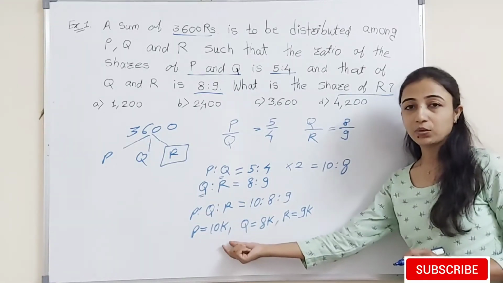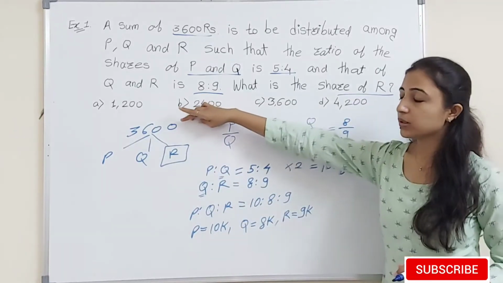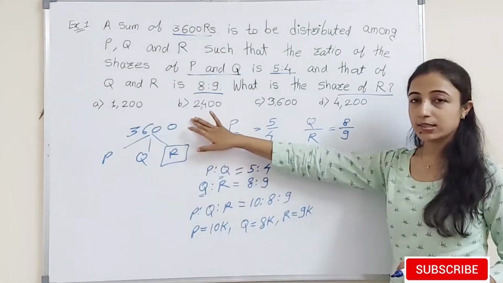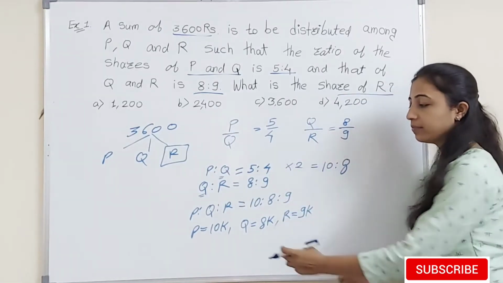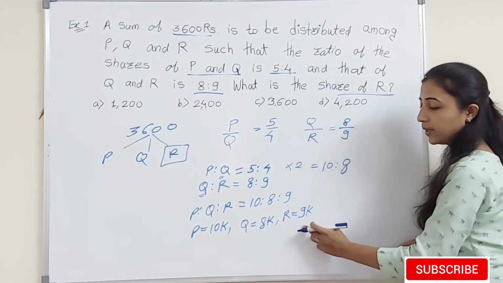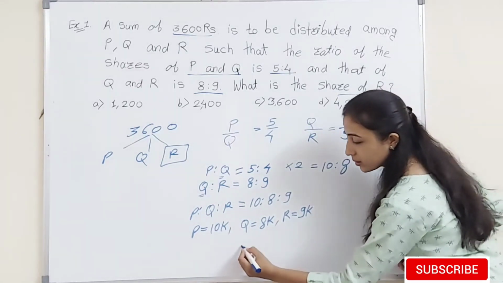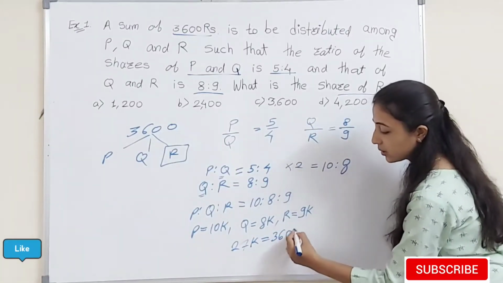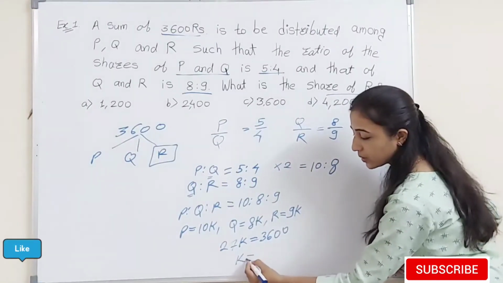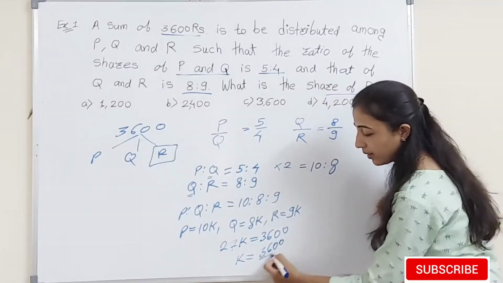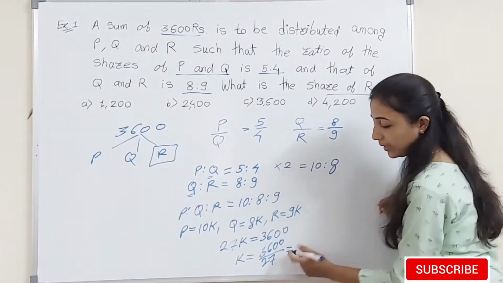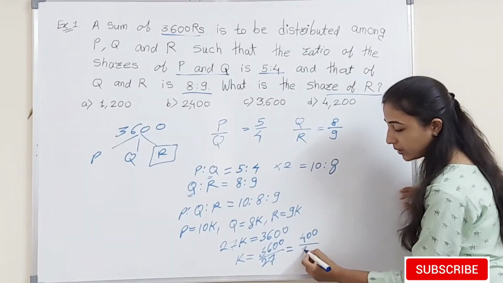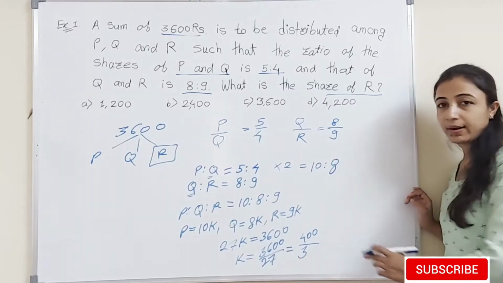But here K is unknown, and to find K we have to use our first condition, that the summation of their amounts is 3600. So if we add these terms, 10K plus 8K plus 9K is nothing but 27K equals 3600. Therefore K equals 3600 divided by 27. And this is divisible by 9, so it is 400 divided by 3. So the value of K is 400 divided by 3.